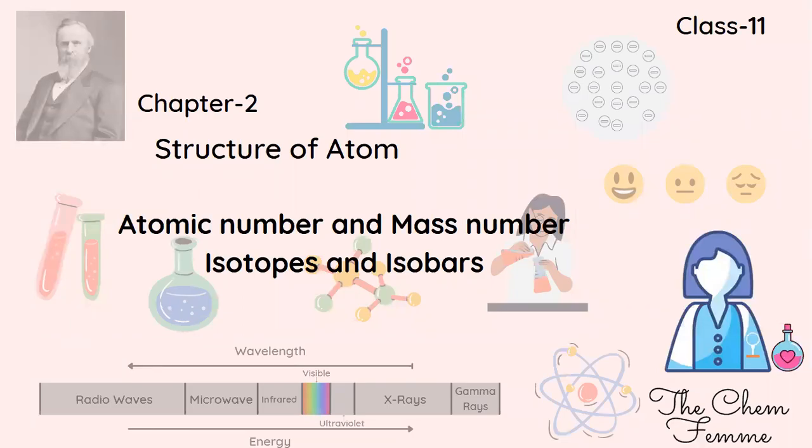So atomic number and mass number, isotopes and isobars. In the previous chapter, we had spoken about mass, atomic mass, and the molecular mass. So that concept is different from what we are going to be studying now. There we had spoken exclusively in terms of the mass of that particular substance. Here, mass number is completely different from the atomic mass.